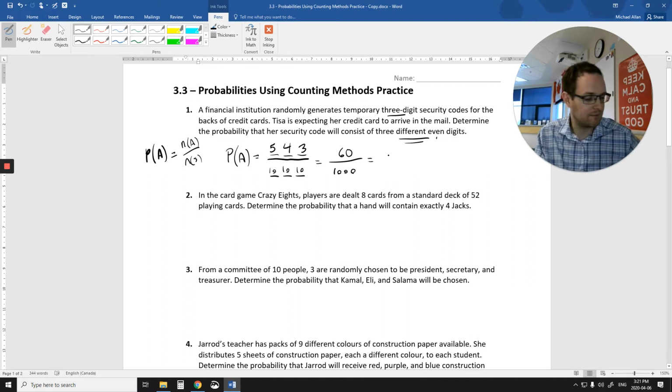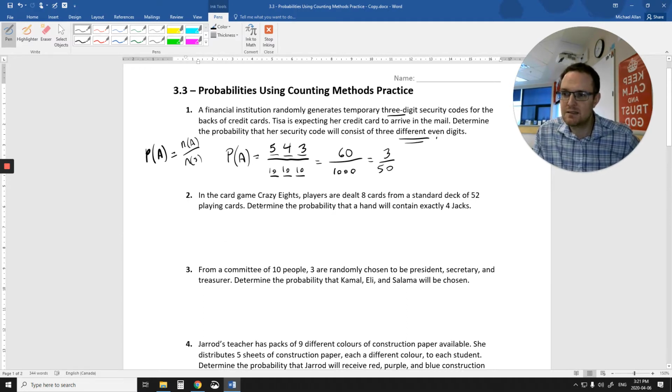I'm going to reduce this down. Just pull my calculator because why not? Math, enter, enter. She has a 3 out of 50 chance of getting something that just has even numbers in it. Not very likely. Okay, so you can see how we did that. We found the total number on the bottom. We found the total favorable outcomes on the top. We just divided and reduced it, and we got our probability.